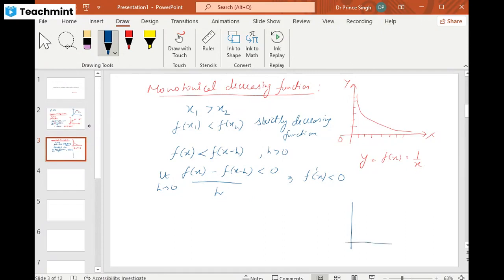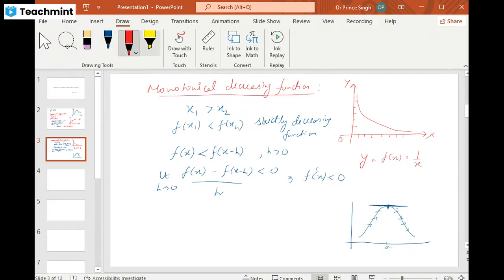F dash x is equal to 0 means the tangent is parallel to the x-axis, meaning the slope of the function at that point is equal to 0. Suppose this is the point A. In the left neighborhood of the point your function is increasing, and on this side your function is decreasing, right? But at this particular point your tangent is parallel to the x-axis, because on this side the slope is positive and on this side the slope is negative. So at that particular point the slope of the function is 0. This is the condition of an extreme point.